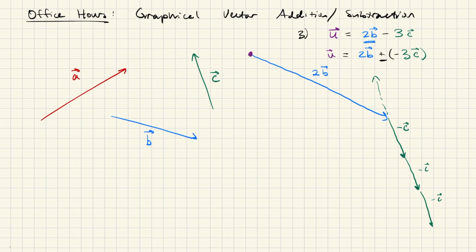And if we follow these instructions, then we can see, let me draw that in purple, that the initial position is up here at the beginning of 2b, and the final position is here in the bottom right corner of our page. And so we know that the resultant vector is from this initial purple dot all the way down to this final purple dot, like so.